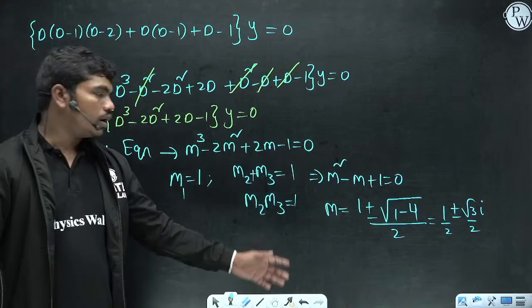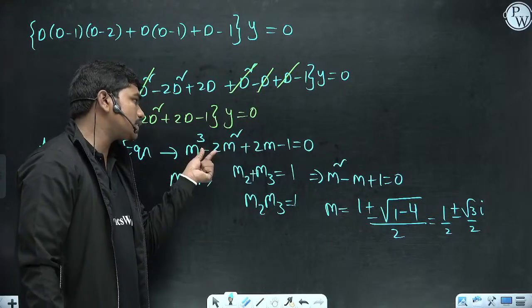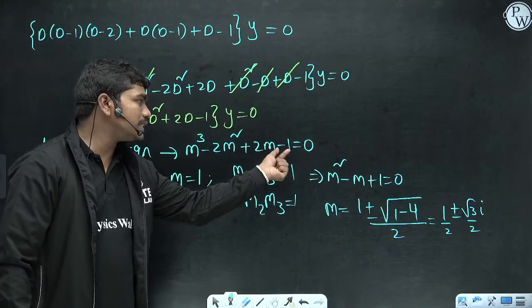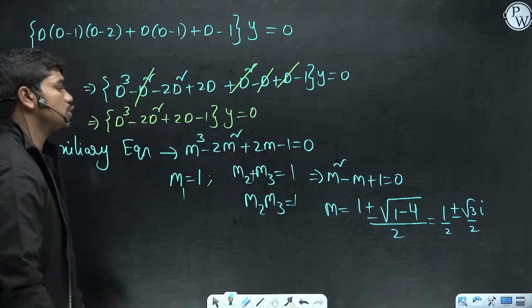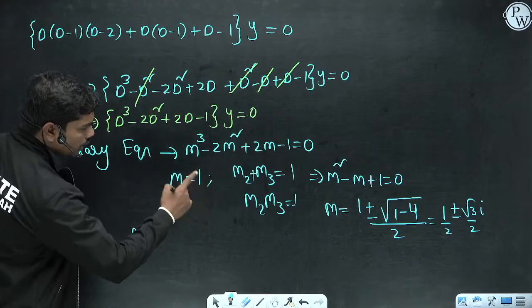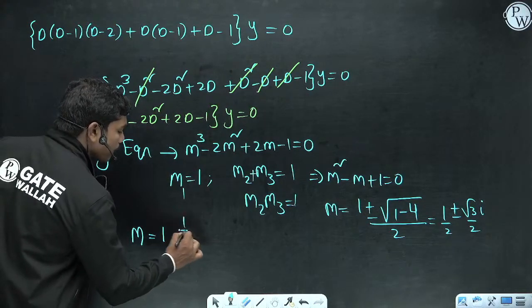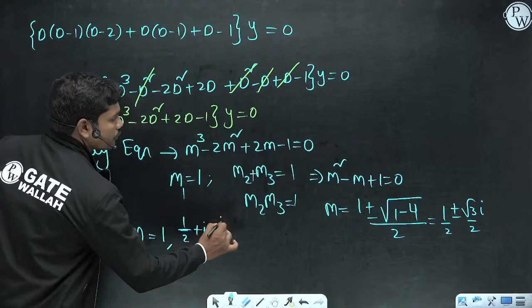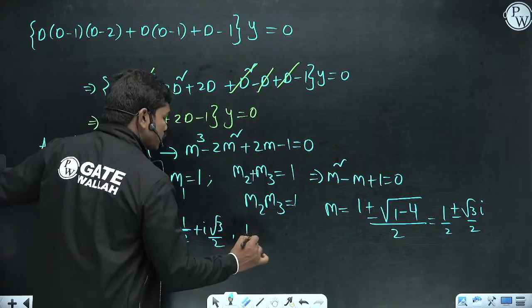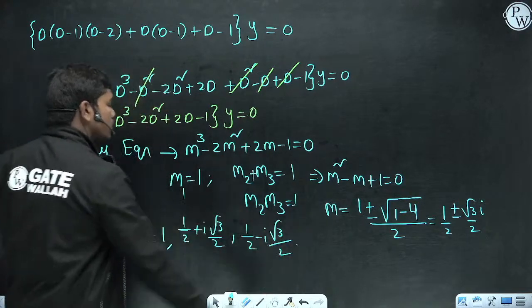Synthetic division you can do, or else directly, because you know the sum of all the roots of the equation is minus the coefficient of the second term, and the product of all the roots is minus the constant term. So these are the values. So m = 1, 1/2 + i√3/2, and 1/2 − i√3/2. So this is what you have.